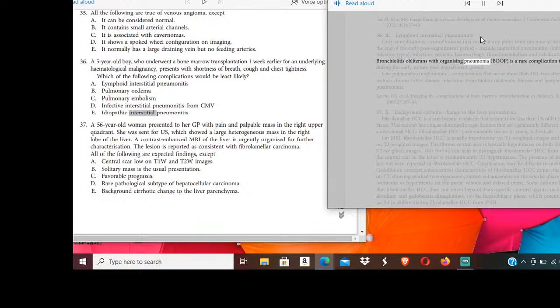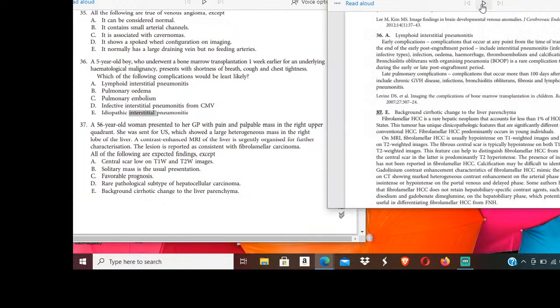Bronchiolitis obliterans with organizing pneumonia, BOOP, is a rare complication that may occur during the early or late post-engraftment period. Late pulmonary complications that occur more than 100 days after engraftment include chronic GVH disease, infections, bronchiolitis obliterans, fibrosis, and lymphoid interstitial pneumonitis. Levine DS, et al. Imaging the complications of bone marrow transplantation in children. Radiographics. 2007, 27:307-24.